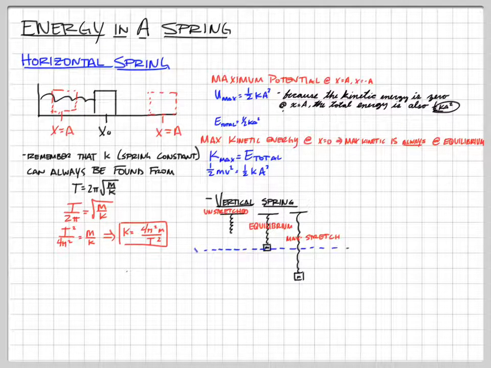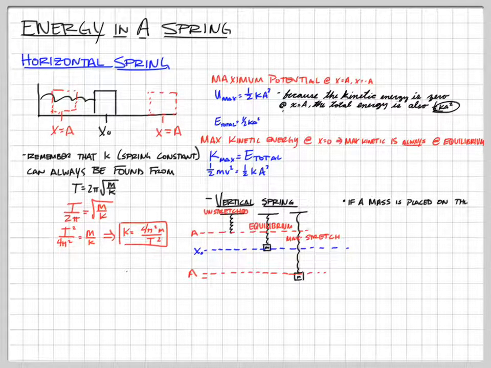So we'll draw that blue line for equilibrium, call it x0. That top one is going to be one of our amplitudes, and that bottom one is going to be our other amplitude. So we're looking at this as if we drop a mass from that unstretched spring, and we're going to pull it through equilibrium down to that bottom amplitude.